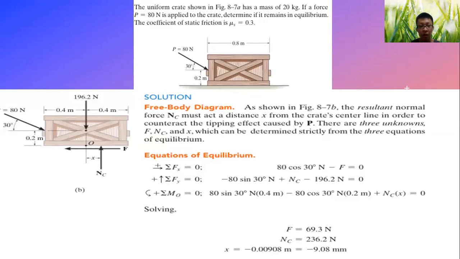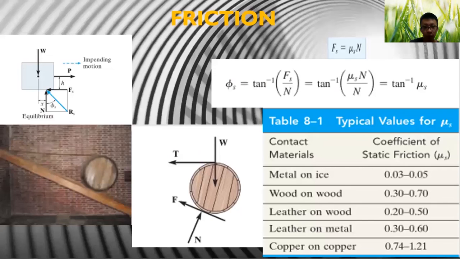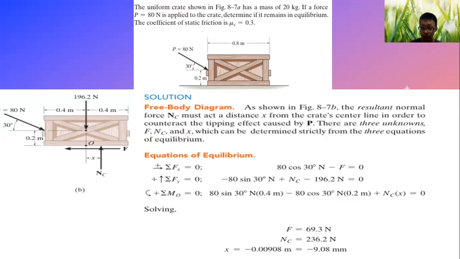So let's see an example. In the picture there's a crate, and there's a force pushing on the crate which is 80 Newton with an angle of 30°. The coefficient of static friction is 0.3, and it wants us to determine x, the distance for the crate to move in order to resist the impending motion.